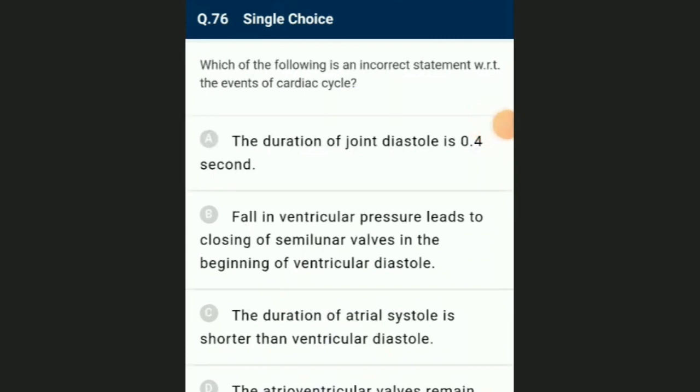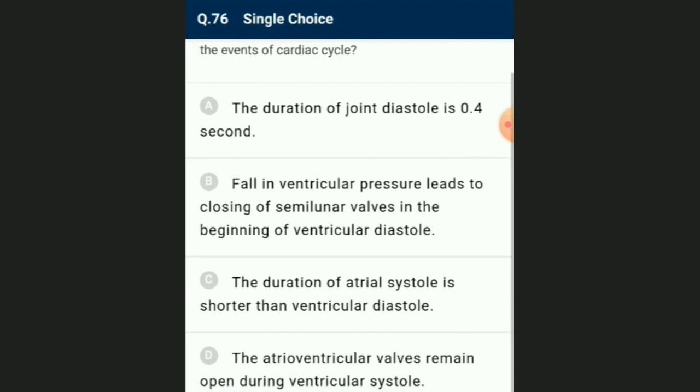Question number 76. Which of the following is an incorrect statement about the events of the cardiac cycle? Option A, the duration of joint diastole is 0.4 second. That is correct. B, fall in ventricular pressure leads to closing of the semilunar valve at the beginning of ventricular diastole. That is also correctly given. C, the duration of atrial systole is shorter than ventricular diastole. That is also correct. D, the atrioventricular valves remain open during ventricular systole. That is incorrect. So option D is the incorrect statement.